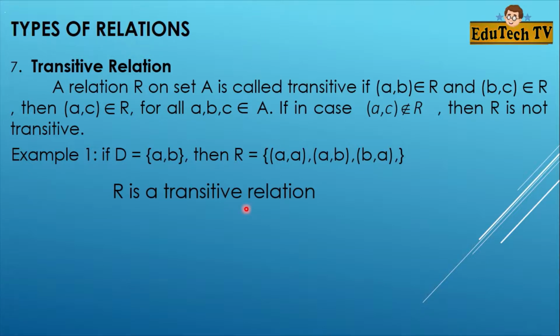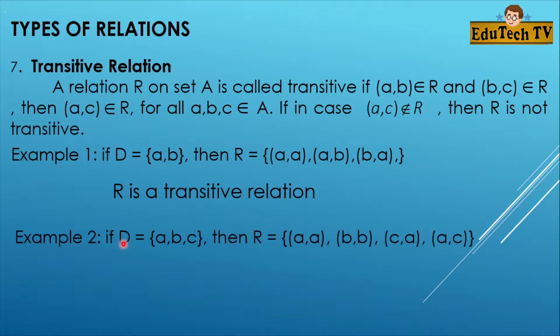Okay? Another example, D equals ABC, then R equals AA, BB, CA, AC. Now, yung AA and BB natin dyan, since they are identity, then pasok siya dun sa transitive. Now, let's take a look at this. CA, then we have also AC. Now, there must be CC. Since wala dun sa R yung CC, then R is not a transitive relation.